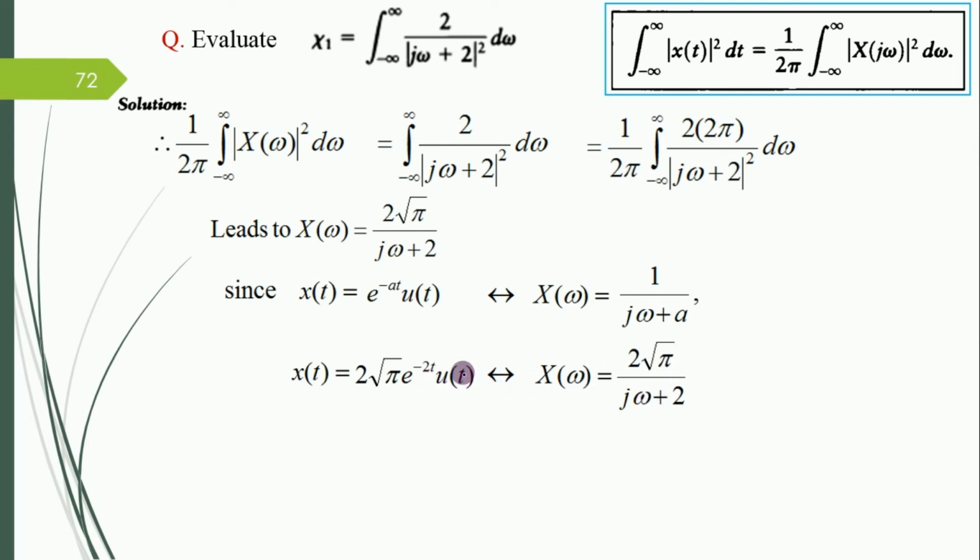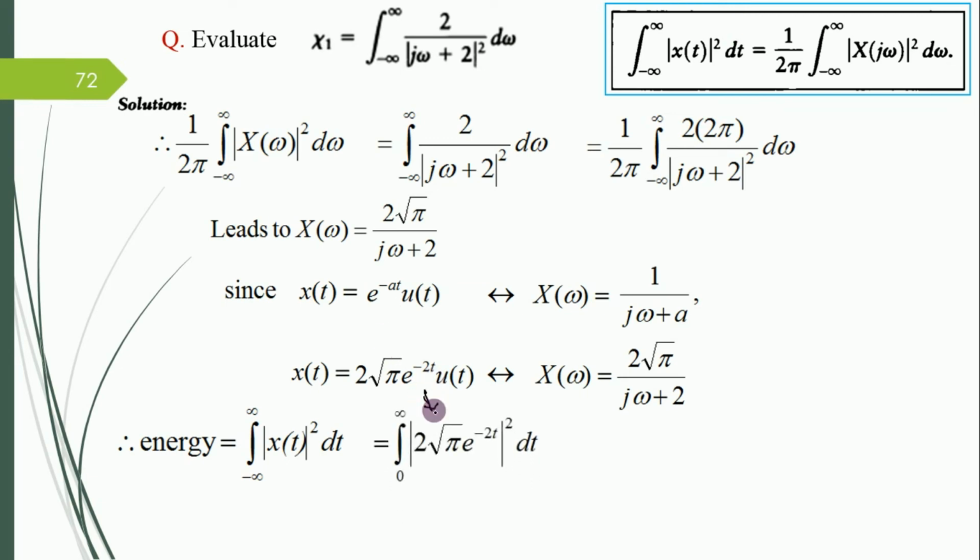You get this? So I use this time domain for calculating the energy. So energy is equal to, in the time domain, I use this component u(t), 0 to infinity. That's why I'm changing from minus infinity to infinity into 0 to infinity, because u(t) is there. Then your answer, you'll get it as pi. You can solve it by yourself. Actually 2 root pi, so e raised to minus 2t will get you e raised to minus 2t divided by minus 2. Okay, sorry, you have a square here. You have a square here.